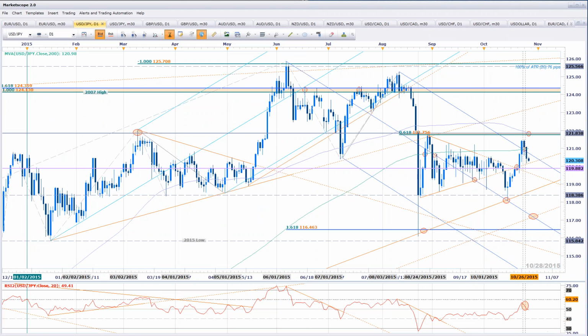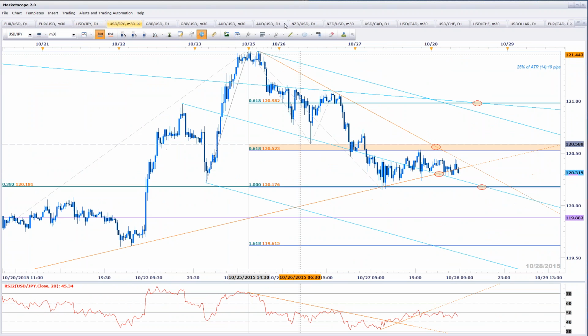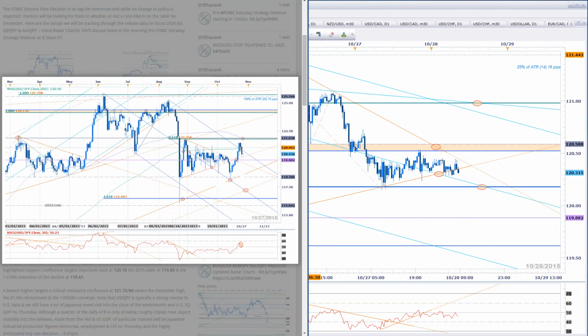You're coming off of a turn ahead of 60, and if we break below 50, we move back below the monthly open, which happens to coincide with the 2015 open, okay? Then that would shift the focus more firmly to the downside in dollar yen. Here's what it looks like on the 30-minute, and here's what we looked like last night.